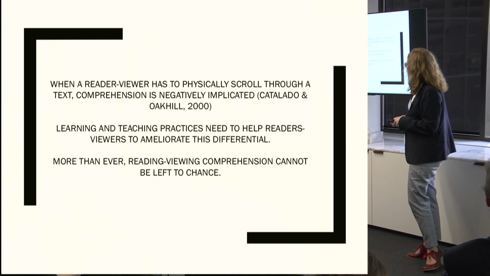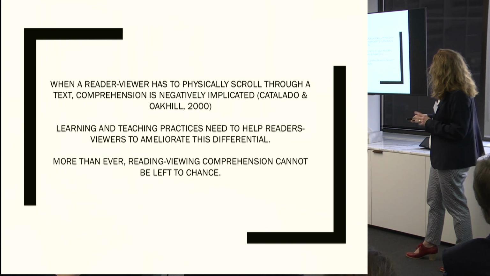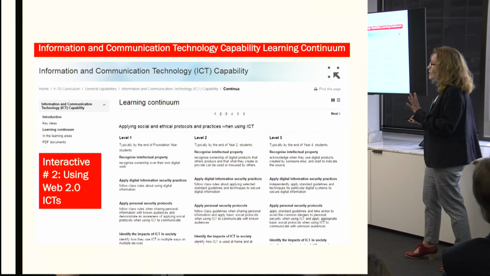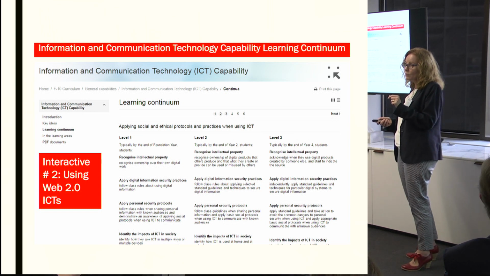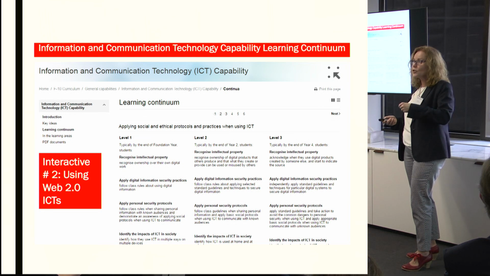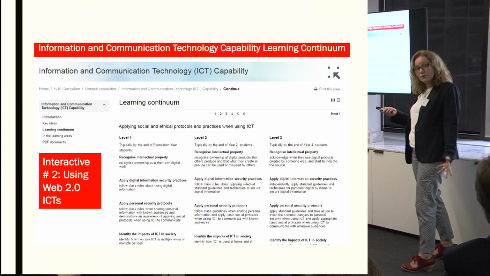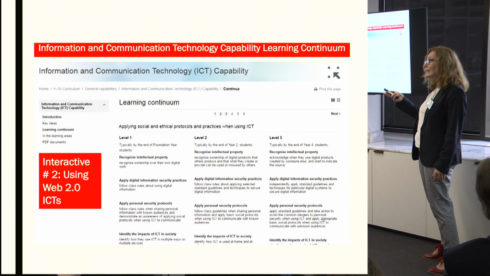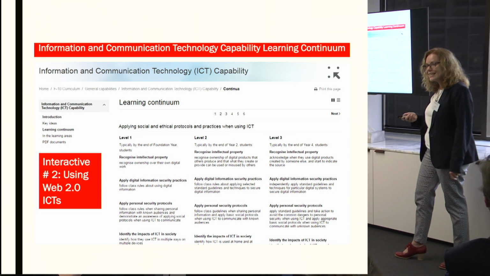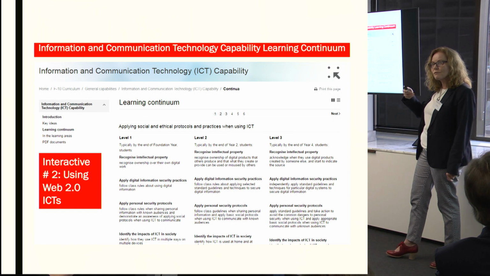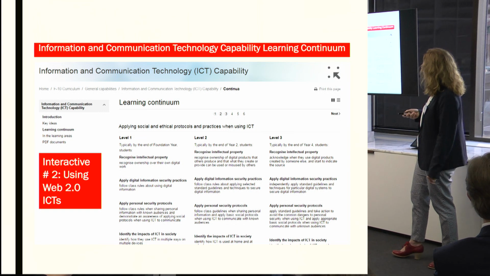More than ever, reading viewing comprehension cannot be left to chance. Now, I did say that there were 2 forms of interactive text that Buckingham had identified. So the first one is NAPLAN, where the child is required to interact with the text to show how they read. This is the one that's probably more typical of children's everyday use and probably more typical of what's happening in classrooms as well. And that's where the children are using Web 2 ICTs to view and read text so that they can produce and write and compose text as well.